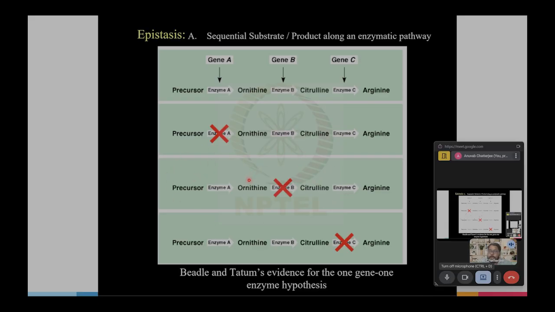These were also probed extensively using biochemical methods where they used radiolabeled atoms to figure out what goes where, but this is the epistatic method to figure out the order of the genes.